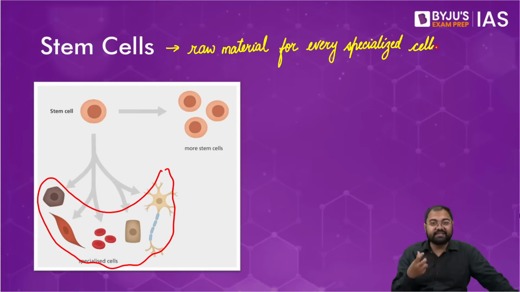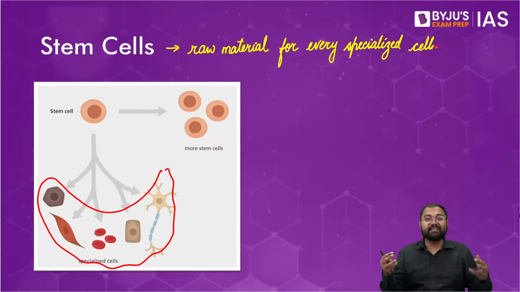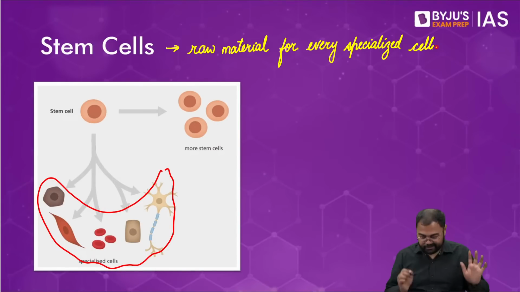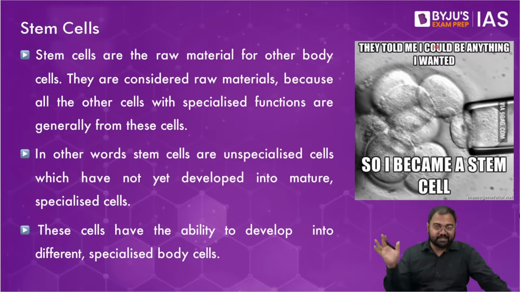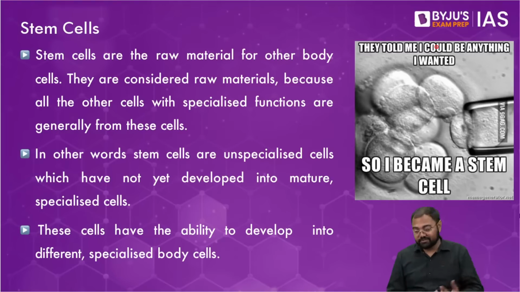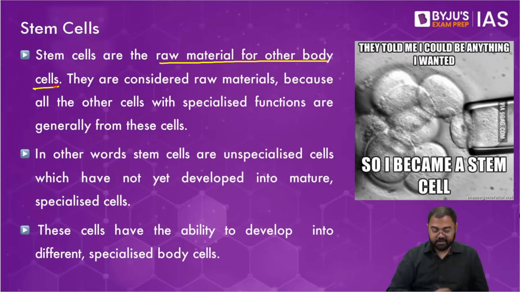And because these are the cells from where they all develop, stem cells can become anything. Stem cells have the property that they can develop into any kind of cell. So that's the beauty of stem cells, and that's the importance of stem cells: they are the raw material for all the other body cells, and they will grow into these specialized functions. So they have the capacity to just become anything.